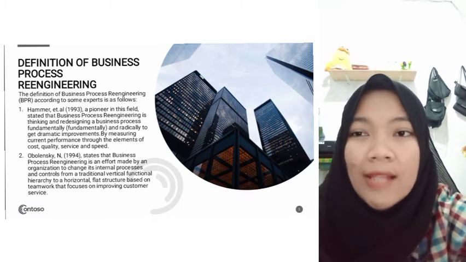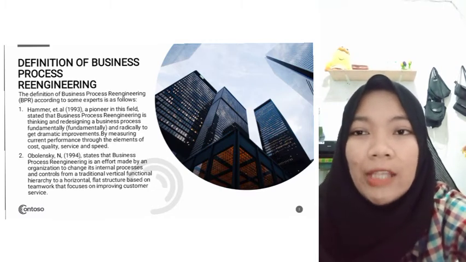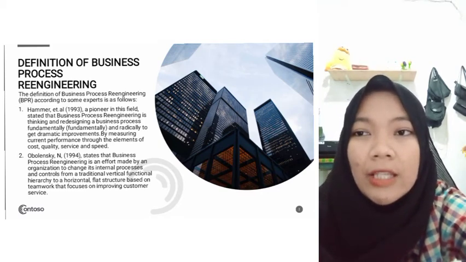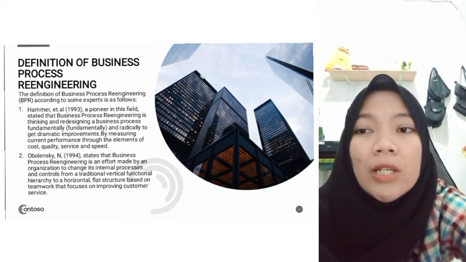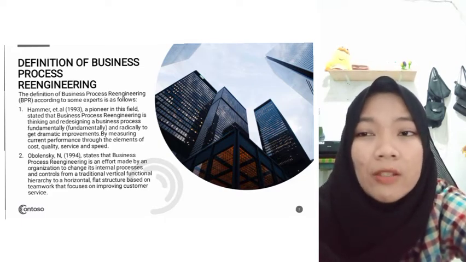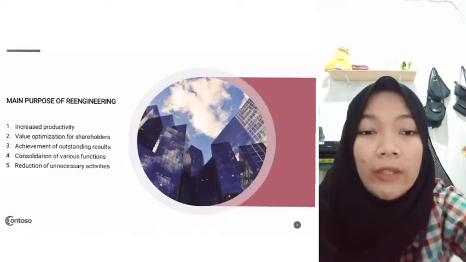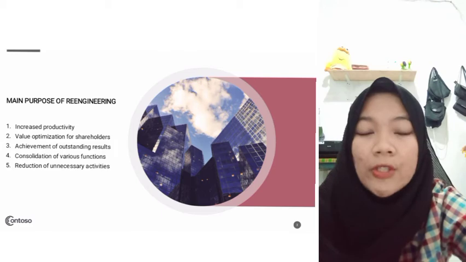Next, Obolensky in 1994 states that business process reengineering is an effort made by an organization to change its internal process and controls from a traditional vertical functional hierarchy to a horizontal, flat structure based on teamwork that focuses on improving customer service. The next slide, main purpose of reengineering.